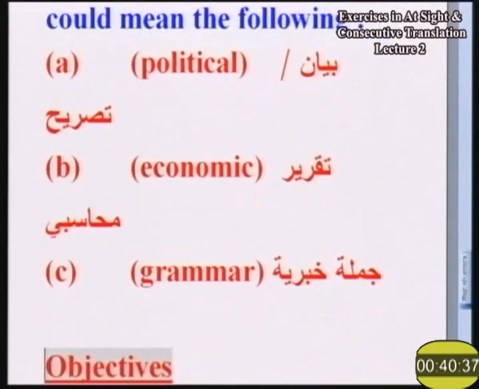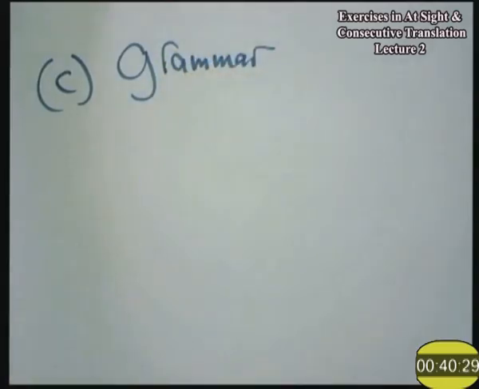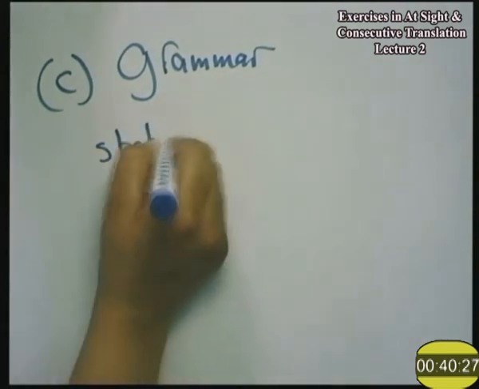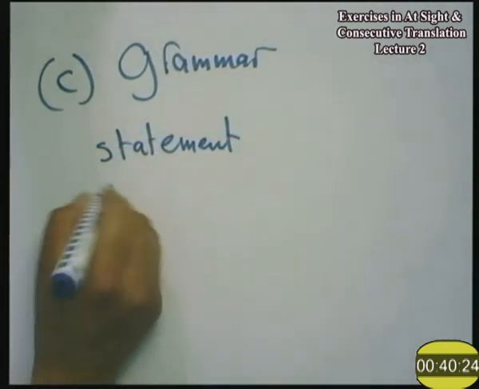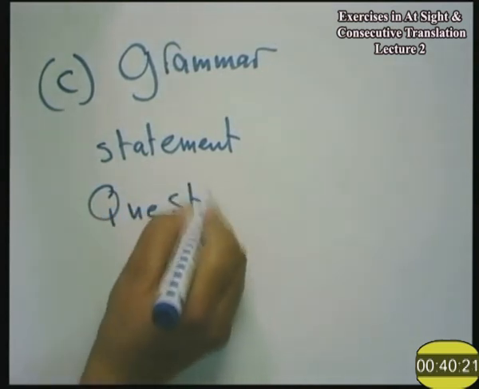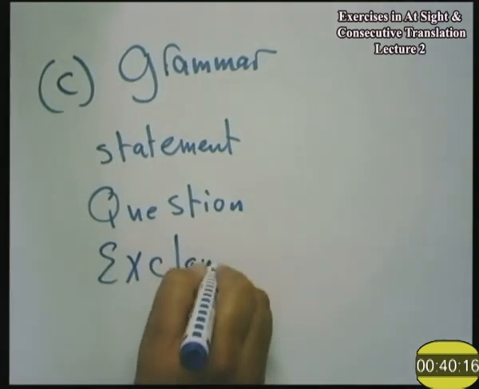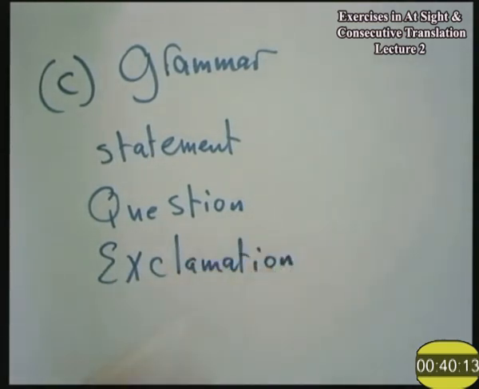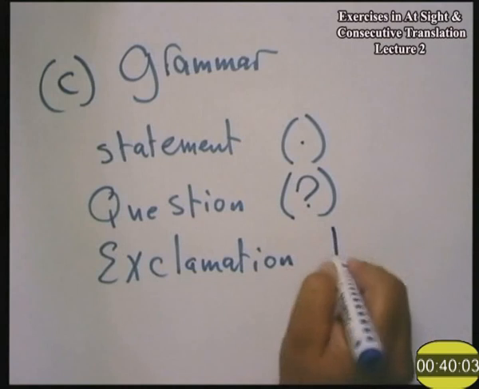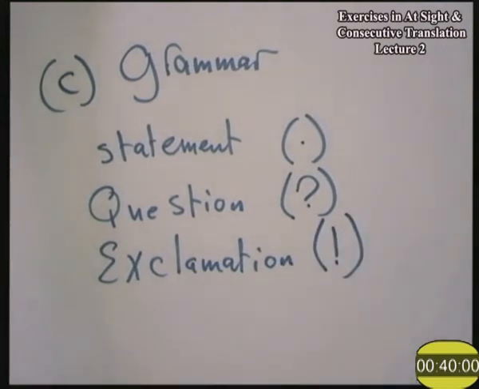For number C, in grammar, a statement means جملة خبرية. In English grammar, we have a statement, we have a question, and we have an exclamation. So in the grammar of English, we differentiate between a statement, which ends with a full stop, a question that ends with a question mark, and the exclamation which ends with an exclamation mark.